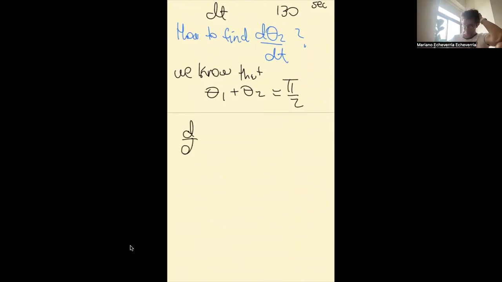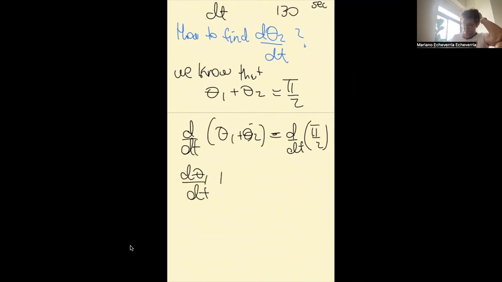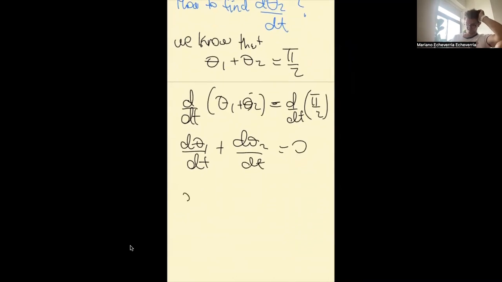So you take a derivative with respect to time of this equation. You're taking a derivative like this. So this gives you d theta 1 dt plus d theta 2 dt equals 0. And so that immediately tells you that the derivative of theta 2 is just minus the derivative of theta 1.